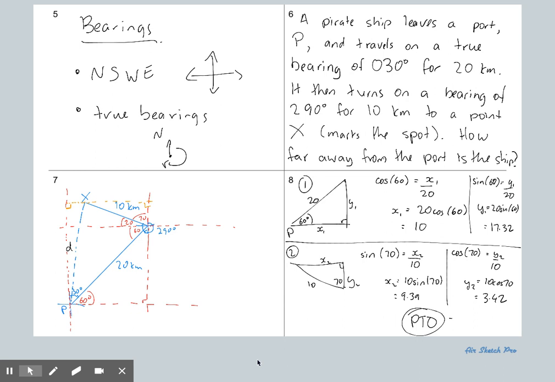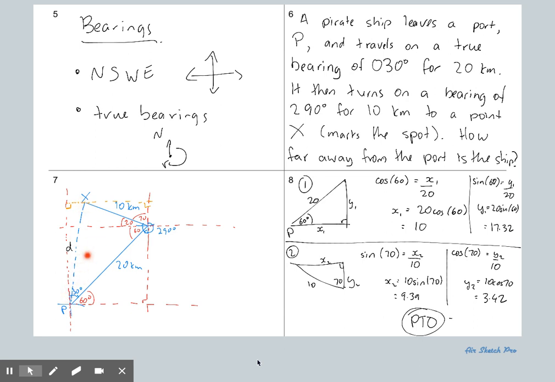So we talked about angles of elevation and depression, and we finally talked about bearings. Just to remind you of the scenario that was given out, a pirate ship leaving port P gets to port X after a couple of direction shifts, so boom, boom, like so. And we use right-angle trigonometry to figure out the direct distance, or the as the crow flies distance between the port and where X marks the spot.